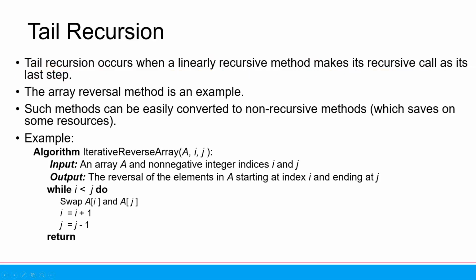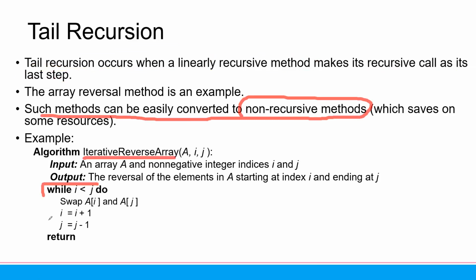One example is the reversal method. Some methods can be easily converted to non-recursive methods. So if you want to make a function, let's say this one, the iterative reverse array, we can do something like this. We don't need the recursion, we can just use a loop. We swap, and then we add 1 to i and decrease j by 1. We can do this to do the reverse.